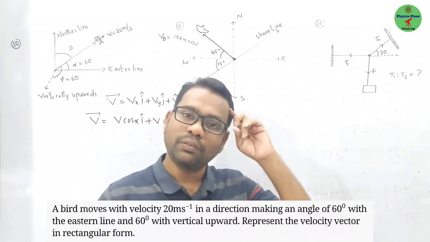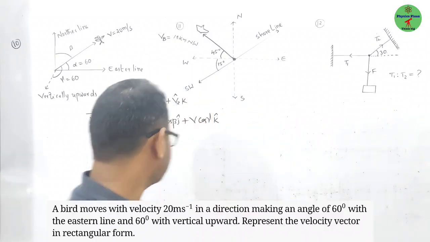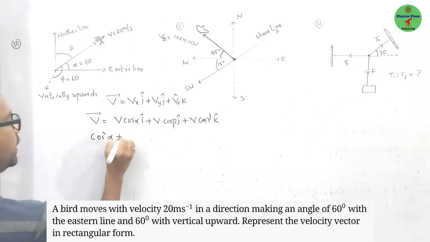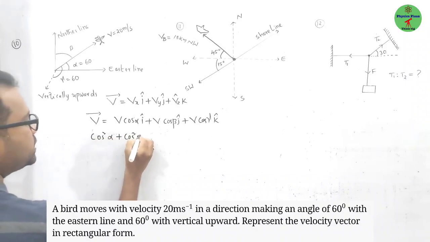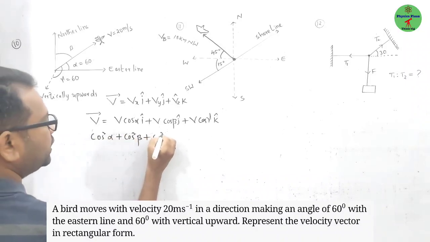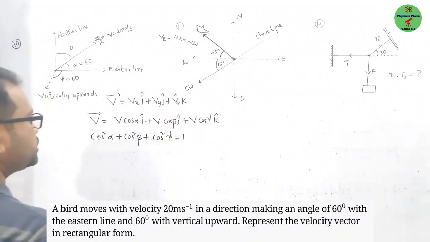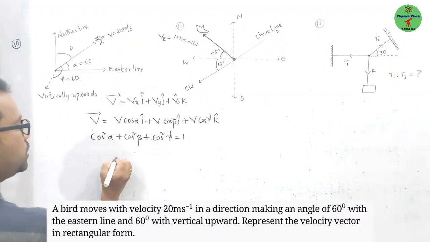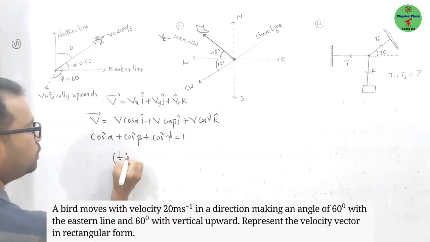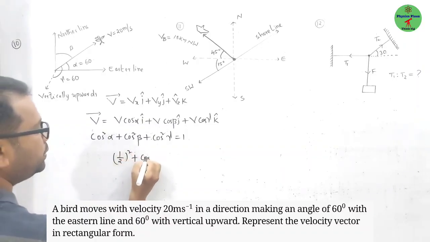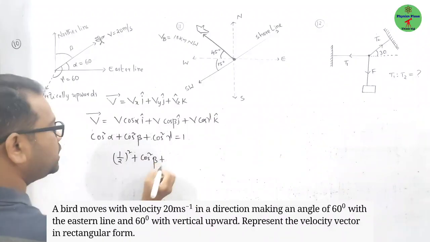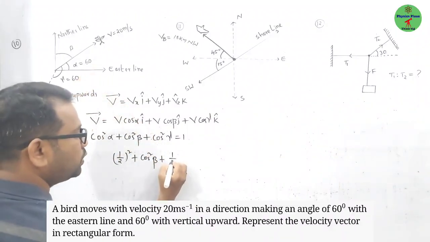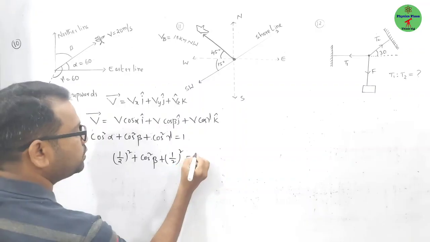Here only we have to use the concept of direction cosines. So we know that, children, cos square alpha plus cos square beta plus cos square gamma is equal to 1. Use the relation. So cos square alpha is how much? Cos 60 is 1 by 2, so 1 by 2 whole square. Cos square beta is not known. And cos square gamma also, cos 60 is 1 by 2, so 1 by 2 whole square, is equal to 1.